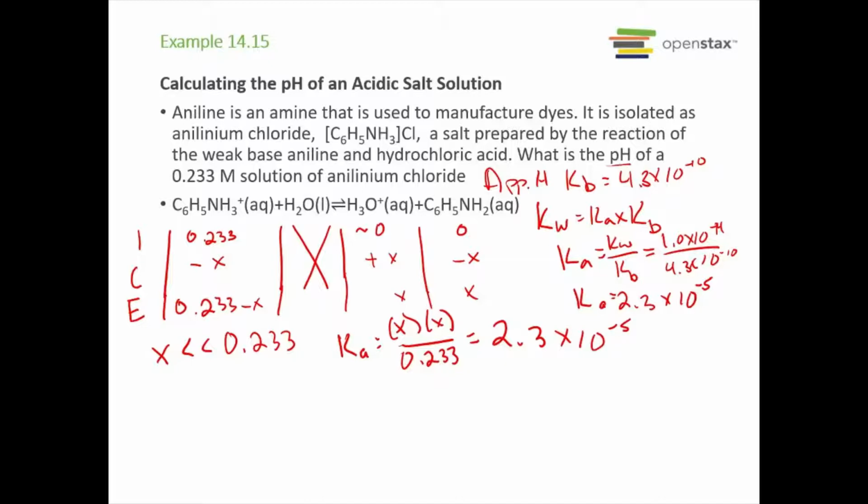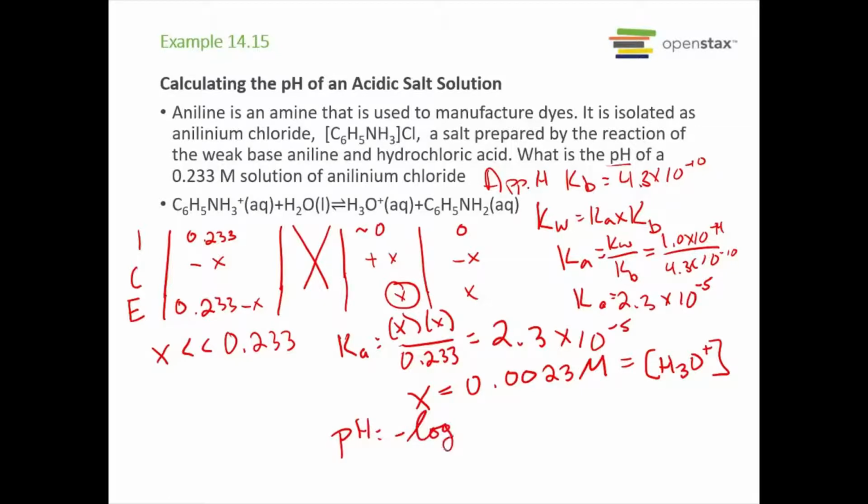So going ahead and solving for X, we get that X is equal to 0.0023 molar. And that is equal to our concentration of hydronium. Based off our ICE table, hydronium is equal to X. So then the pH of this is equal to the negative log of hydronium, which is 0.0023. And that gives us a pH of 2.64. So this ends up making an acidic solution when we put that salt in water.